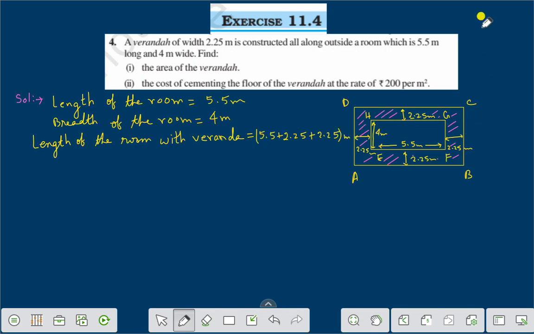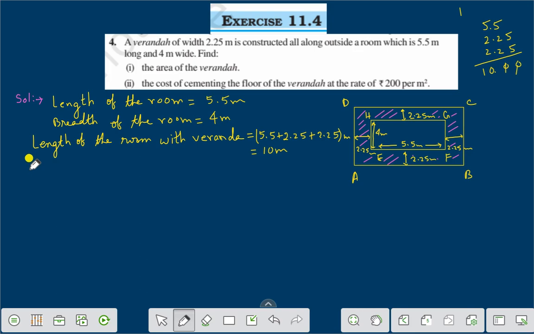We add this one, that is 5.5 plus 2.25 plus 2.25. Here we are getting 5 plus 5 is 10, carry 1, it is 0. 5 plus 1 is 6, 7, 8, 9, 10, carry 1, it is 0, carry 1, 5 plus 1 is 6, 7, 8, 9, 10. That we are getting 10 meter.